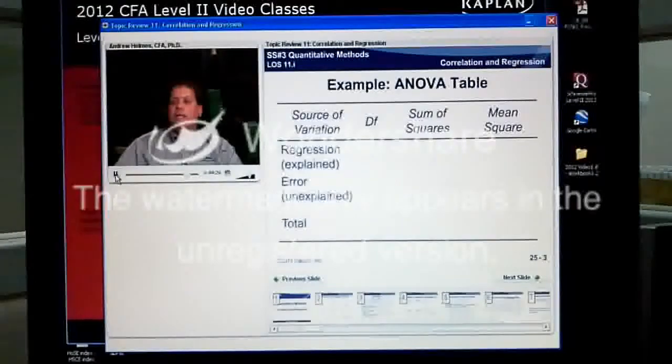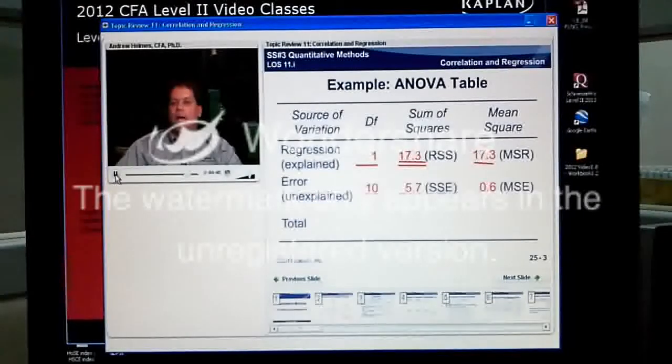All right? So in this case, we're going to go back and look at our example. K is equal to 1. That's our degrees of freedom. RSS turned out to be 17.3. If you take 17.3 and divide it by 1, you get 17.3. Then n minus 2 is going to be equal to 10, since we had 12 observations, which we talked about earlier. The SSE is equal to 5.7. If you take 5.7 and divide it by 10, you get 0.57. Here we've rounded it to 0.6.